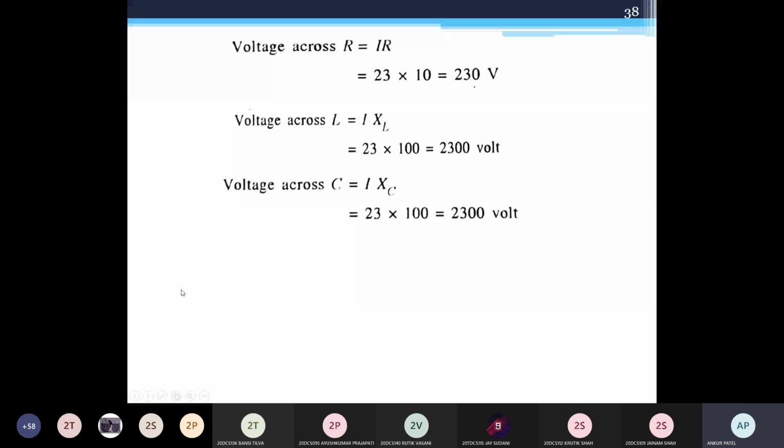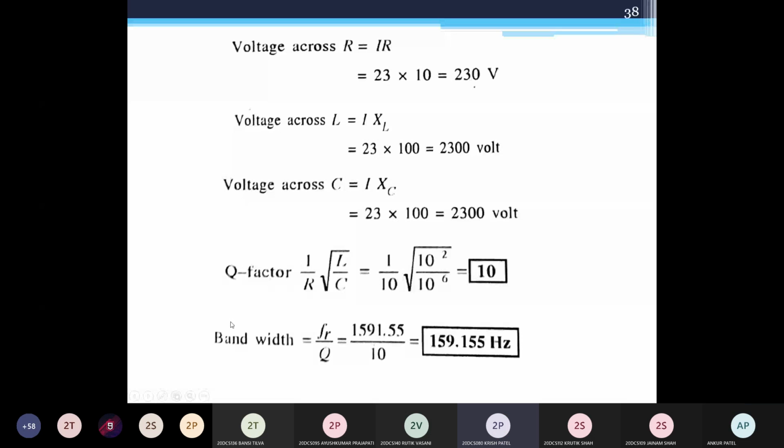Now find out Q factor. Q factor is equal to 1 upon R under root L by C. So quality factor is 10. Okay. And bandwidth is FR by Q. The bandwidth is 1.59 into 10 raised to the power 2, or you can write this as 159.155 hertz. It is FR by Q, so 1591.55 by 10. Bandwidth is in hertz. That decides the range of frequency. Okay, so this is your unit number 6.